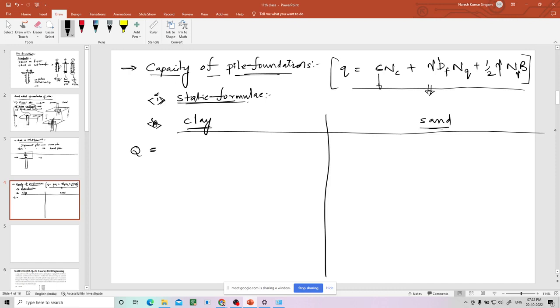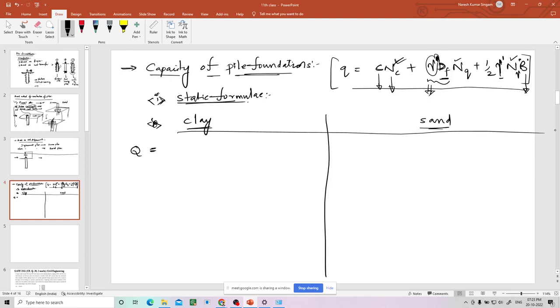C is cohesion, and Nc, Nq and N gamma, these three are bearing capacity factors. Gamma dash is the unit weight of soil. Df is the depth of foundation, from the ground level to the bottom of the foundation. If you combine gamma dash into Df, that is the effective stress at the bottom of the foundation. Again gamma dash is the unit weight of the soil, N gamma is again a bearing capacity factor, and B is the width of the strip footing.